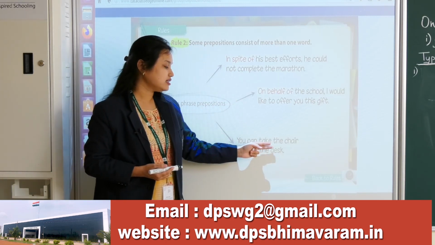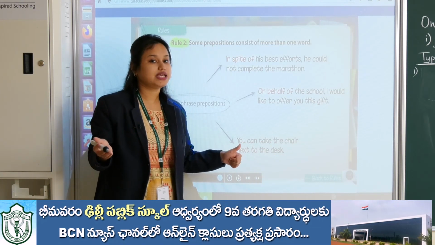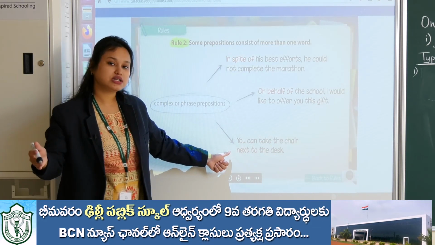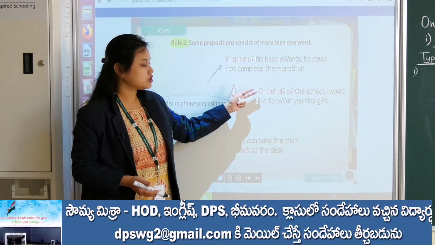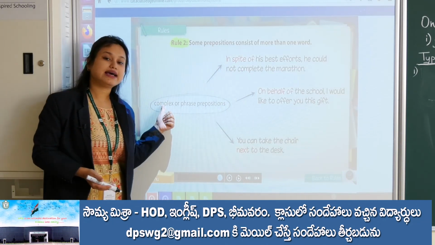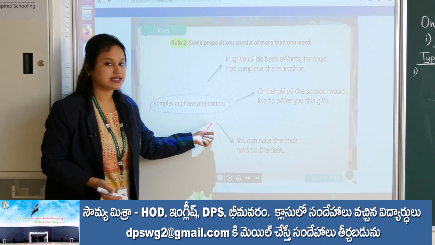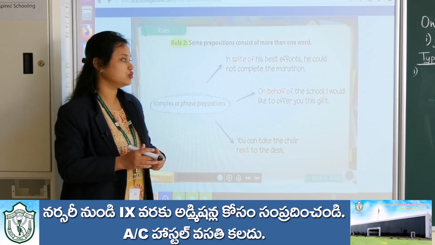"You can take the chair next to the desk." Next to means beside. Next to the desk, one chair is lying, you can take that one. So again, these prepositions are three words, this is two words. So what do we call them? Complex or phrase prepositions, right? I hope this much is clear to you.